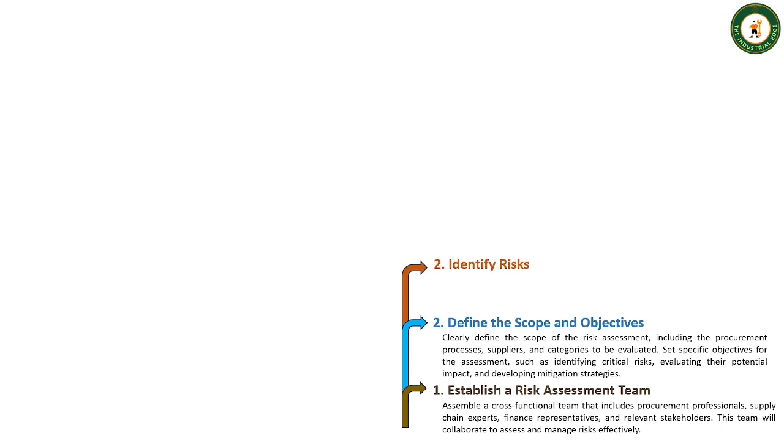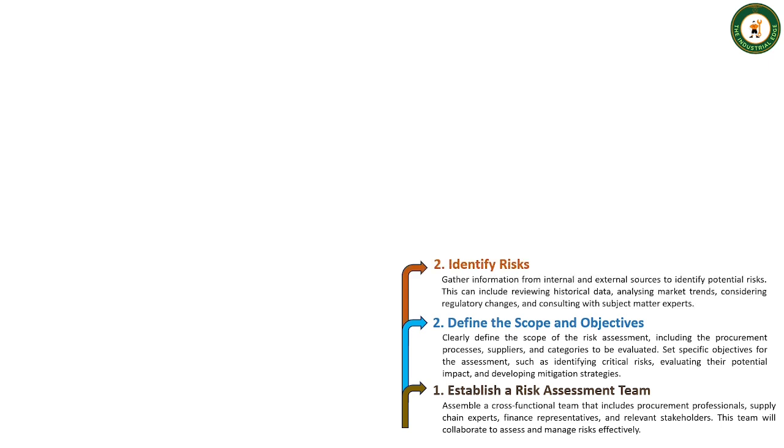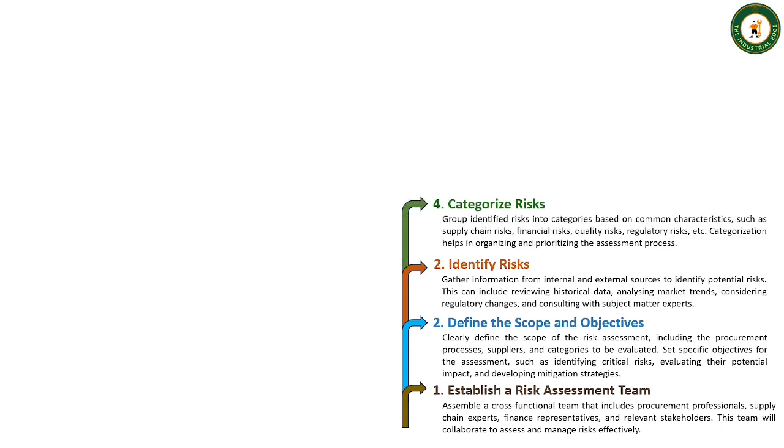Next, identify risks. Gather information from internal and external sources to identify potential risks. This can include reviewing historical data, analyzing market trends, considering regulatory changes, and consulting with subject matter experts. Categorize risks. Group identified risks into categories based on common characteristics, such as supply chain risk, financial risk, quality risk, regulatory risk, etc. Categorization helps in organizing and prioritizing the assessment process.